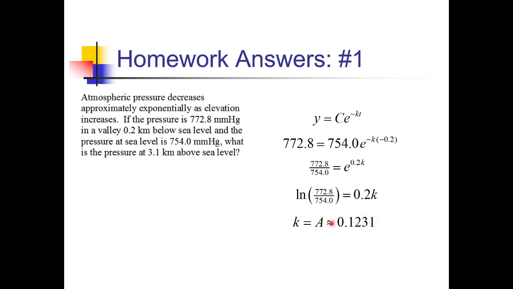Now that I've got my k value, I can plug that in along with my C value and my t value of 3.1 in order to get the value they actually wanted, which was the pressure at 3.1 kilometers above sea level. So I can write y equals 754, that's still my initial value, times e to the negative A times the t value 3.1.